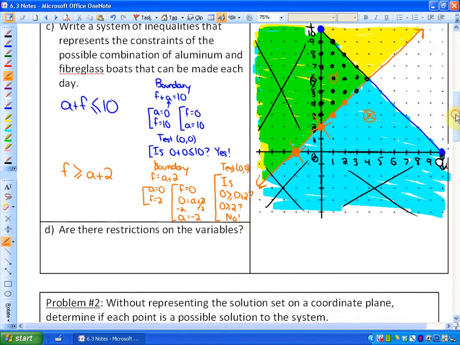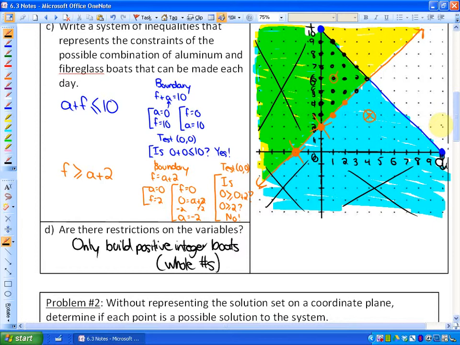And the last part here is, are there any restrictions on the variable? As we already know, we can only build positive integer boats. So that means, in other words, we're restricted to whole numbers. That's why I crossed out the negative quadrants and put integers in this overlapping part.